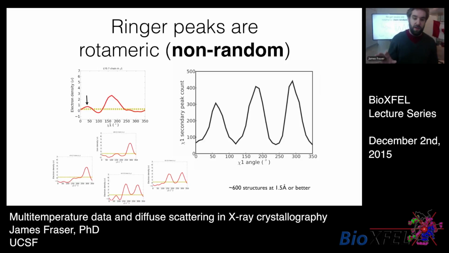So over 600 structures, we looked at all these peaks, and what I'm showing you here on the right is a histogram of where those peaks are distributed in dihedral space. And you can see they're sharply peaked at 60, 180, and minus 60 degrees, suggesting that they represent rotamers of these staggered low-energy positions of protein side chains. They're non-randomly distributed, which suggests that actually at these lower levels of electron density, there are additional signals that we're not currently modeling.